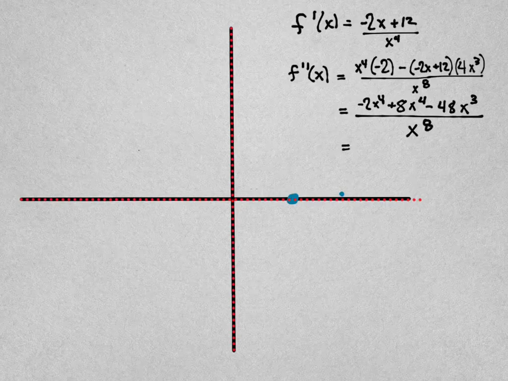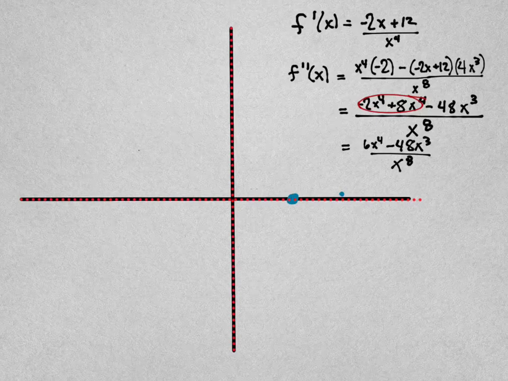And if I combine these two together, I'll have 6x to the 4th. So 6x to the 4th minus 48x cubed over x to the 8th. And I need to reduce. So how will that reduce? 6x minus 48, over x to the 5th. Okay, that all good for everybody?